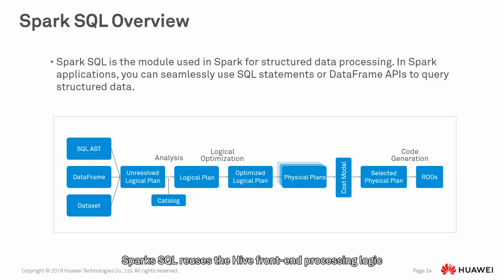Spark SQL reuses the Hive front-end processing logic and metadata processing module. With Spark SQL, you can directly query existing Hive data. In addition, Spark SQL also provides API, CLI, and JDBC interfaces, allowing diverse inputs to the client.